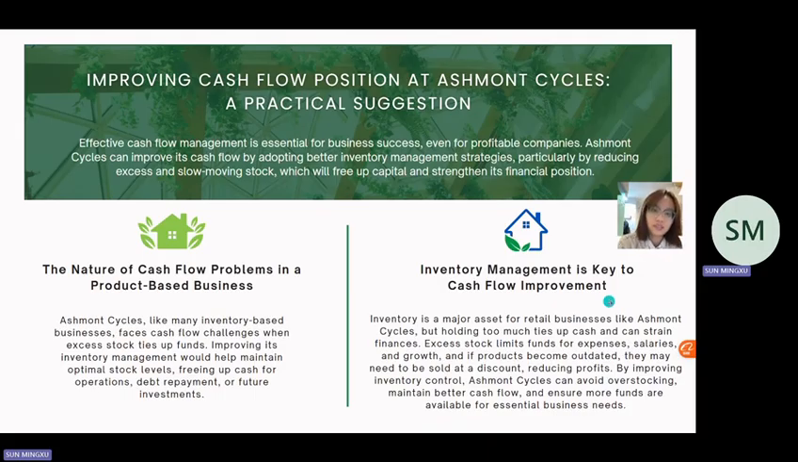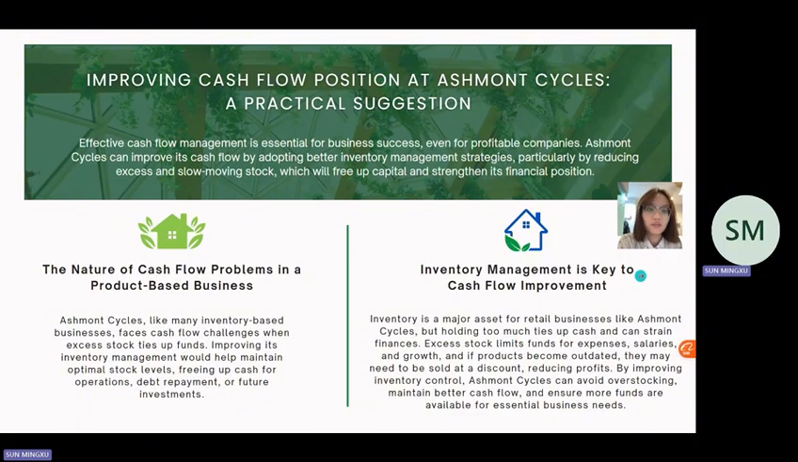Actually, we can also implement a more effective inventory management system that can help the Asimo cycle maintain minimum stock levels to ensure cash is not unnecessarily tied up in unsold goods. Also, it will reduce the need to borrow funds or delay payment to suppliers, which will improve liquidity. Additionally, by preventing overstocking, the company will avoid having to sell out-of-stock items at a discount price. It will lower the profit margin and also worsen the cash flow.